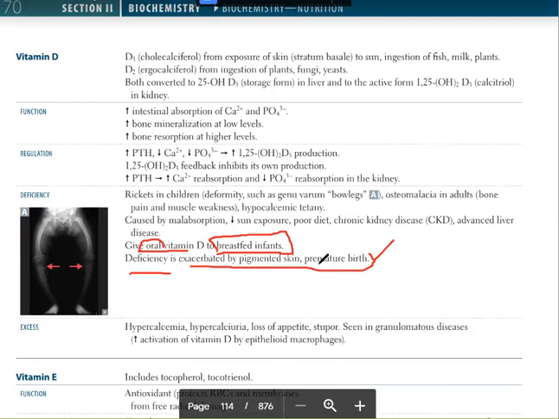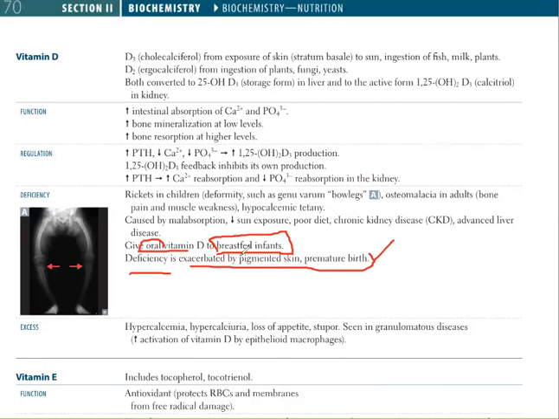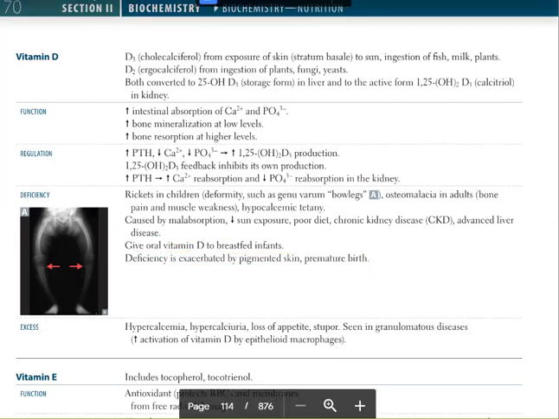So premature birth can cause it, and also pigmented skin, because the melanin does not let the ultraviolet absorb to your stratum basale. So pigmented skin can also cause it. So you see these problems in Africans more.